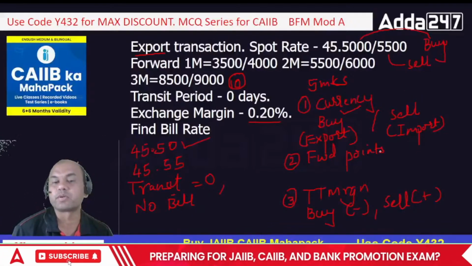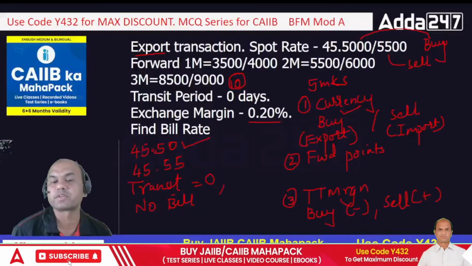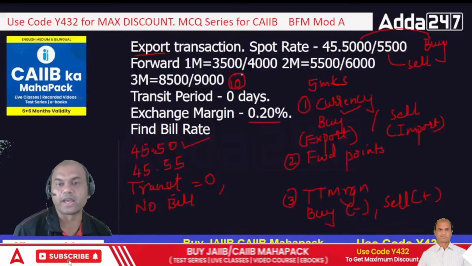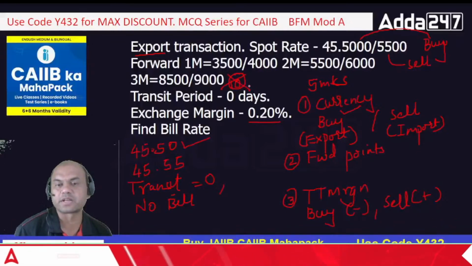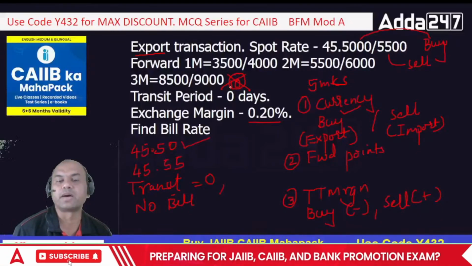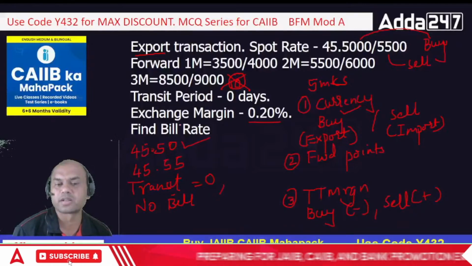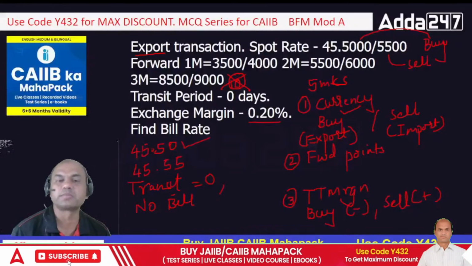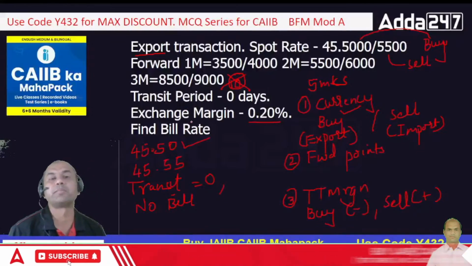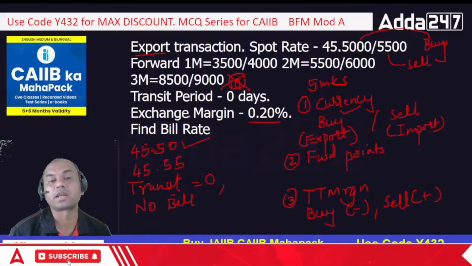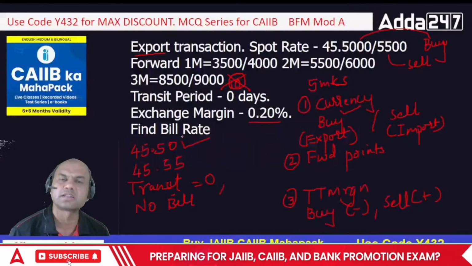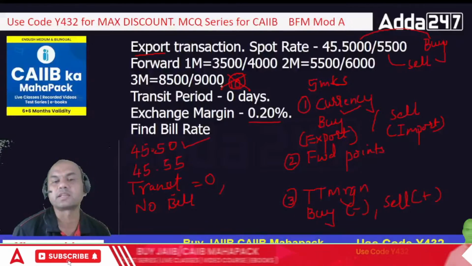Then the second point was forward points. But forward points did not exist over here because the transit period was 0. So as this transit period is 0, what happens? There is no bill rate as such in that case, because bill rate means I am doing something for the future. I am taking the risk. Here I am not taking any risk. It's just a spot transaction.